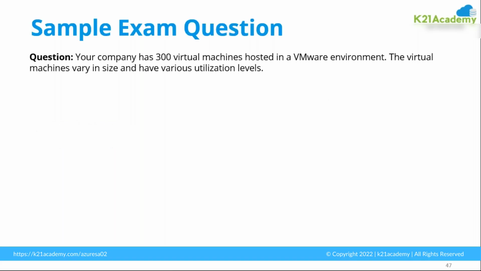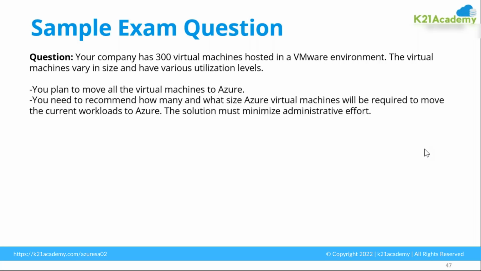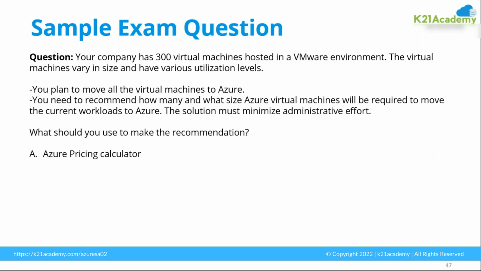The company has 300 virtual machines hosted in a VMware environment, and your virtual machines vary in size and have various utilization levels, right? So you plan to move all your virtual machines to Azure, and you need to recommend how many and what size of virtual machines will be required to move the current workload to Azure. The solution must minimize the administrative cost. What should you use to make recommendations? Azure Pricing Calculator, Azure Advisor, Azure Migrate, or Cost Management.